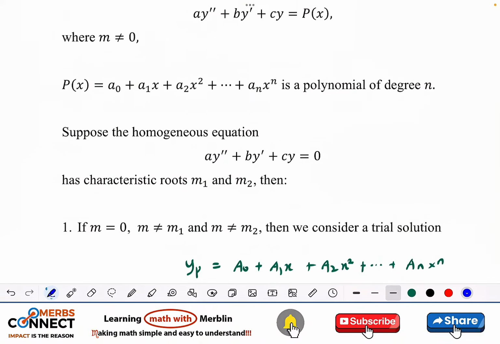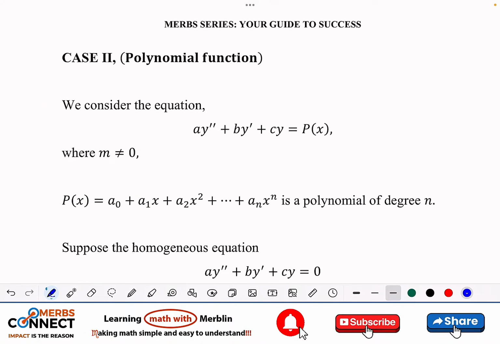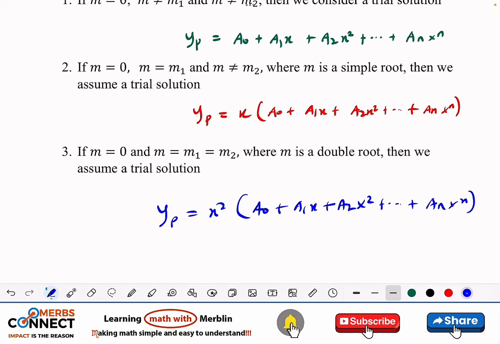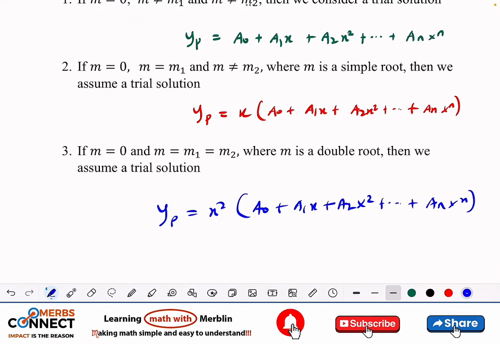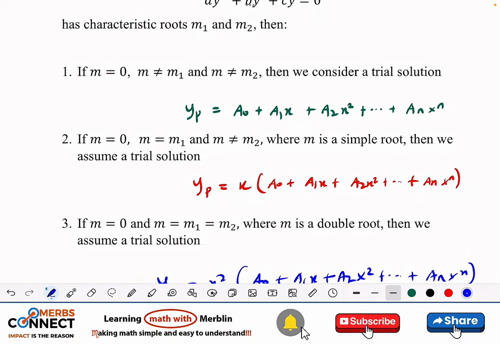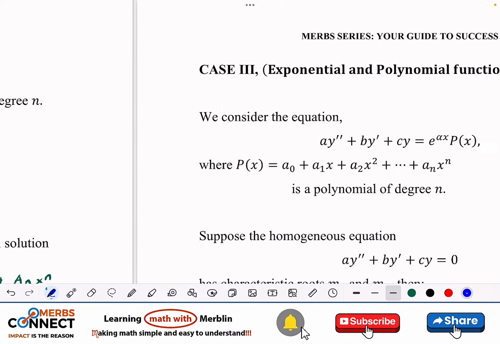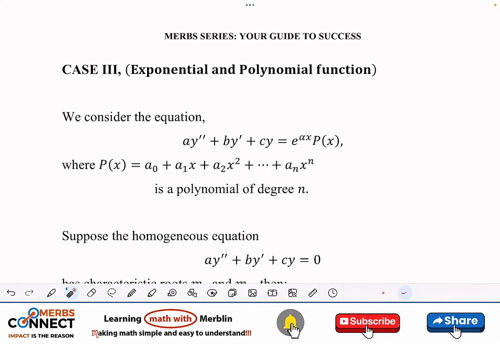So now we've learned exponential function, we've learned a polynomial function, how to go about them. So you should be knowing how to guess the trial solutions, right? I'll show you more tricks when we start solving examples. Now let's look at another one. Now let's look at combining exponential function and polynomial function, right? So exponential function and polynomial function.